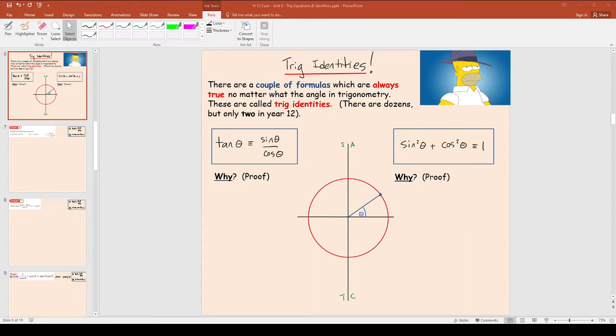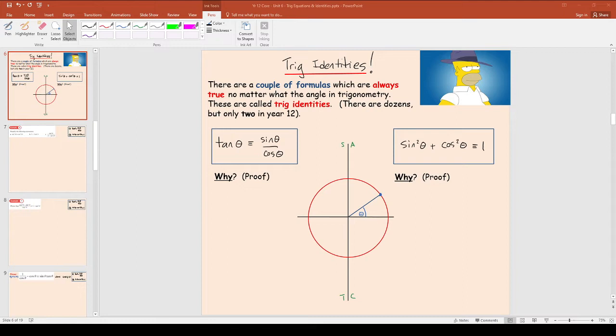So in other words, if you put 30 degrees in, it would be true. If you put 360 degrees in, it would still be true. So pretty much, no matter what number you put in, apart from making cos theta equal to 0, because that would break maths, because that'd be dividing by 0, this is always true.